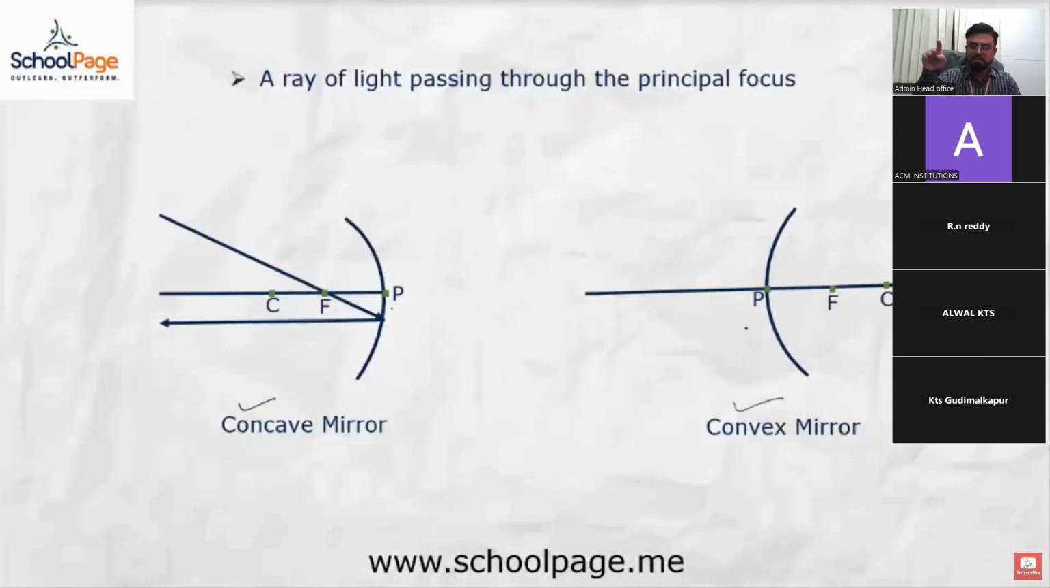Let's see the case of convex mirror. When a ray of light is directed towards the principal focus of a convex mirror, so you can see the dotted lines, it is directed towards the principal focus of a convex mirror. So after reflection will emerge parallel to the principal axis. So in both the cases, for both concave and convex mirror, a ray of light which is passing through the principal focus for concave mirror and directed towards the principal focus for convex mirror, after reflection will emerge parallel to the principal axis.